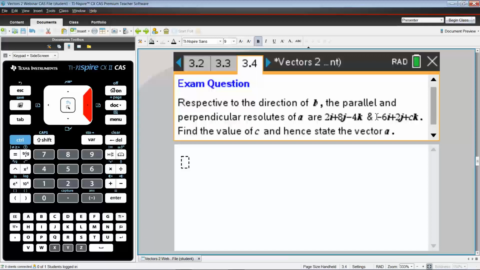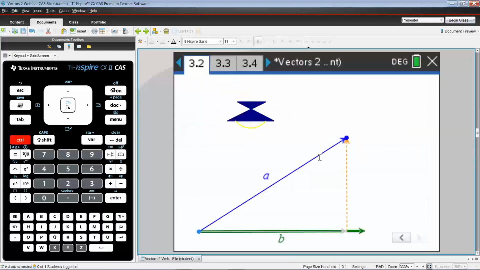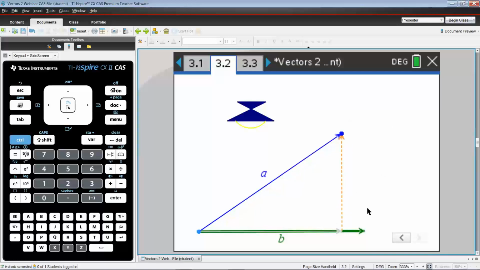So I've got two vectors over here, and what we're told is these two given vectors are the parallel and perpendicular resolutes. What you have to do first is find the value of C, the unknown k component of the second vector, and hence state the vector A. First things first, if you recall, back in the first one here, I mentioned that the gray vector and the orange vector, which are the parallel and perpendicular resolutes respectively, are always perpendicular to each other by definition.